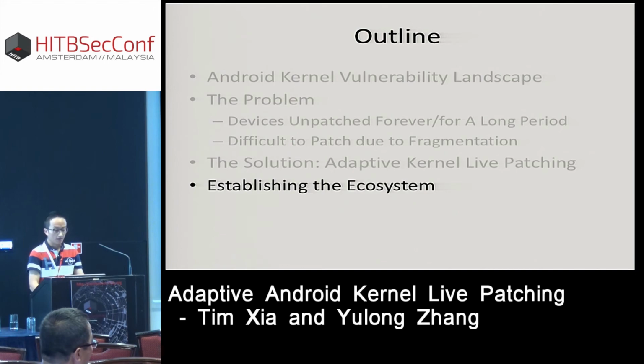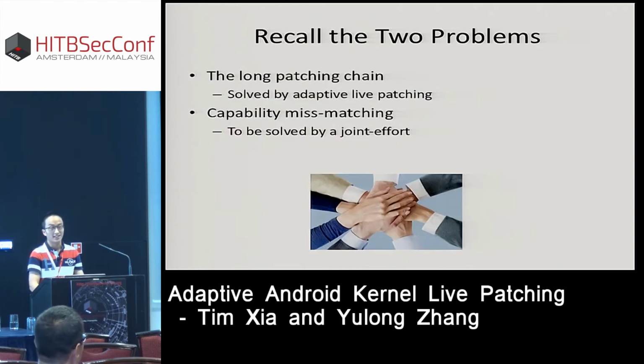We can do the adaptive kernel live patching. So what's next? Any technology can be a good weapon, but for this issue, it cannot be fixed in one man's hand. It has to be a joint effort. So recall the 2 problems that we talked about. The first one is the long patching chain. With this kernel live patching, we can shorten the patching chain to 1 step.